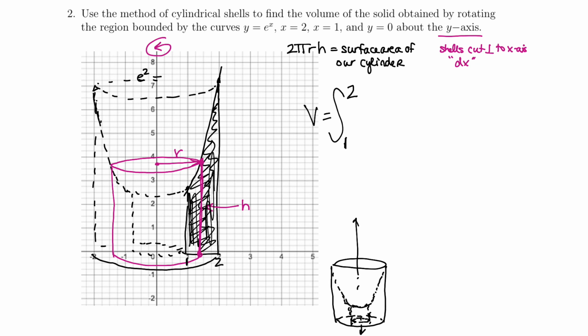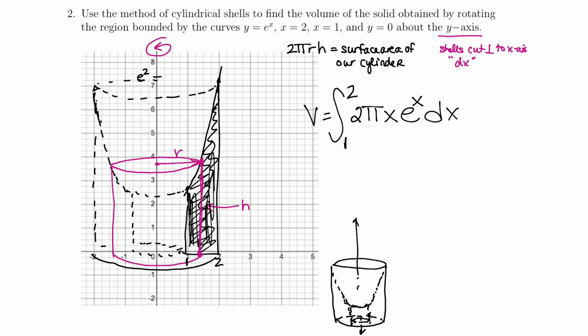Cool, who wants to go? I know, it's warming up our brains. So we got 2 pi r h. Megan, go ahead. X and then times e to the x. Yes. Okay, let's try it.